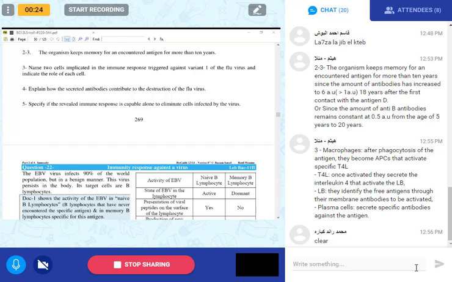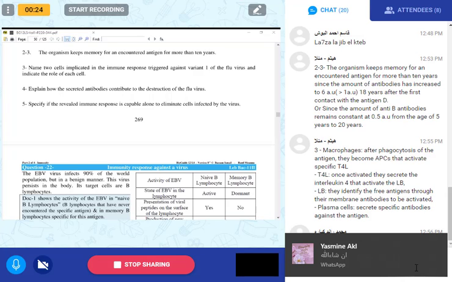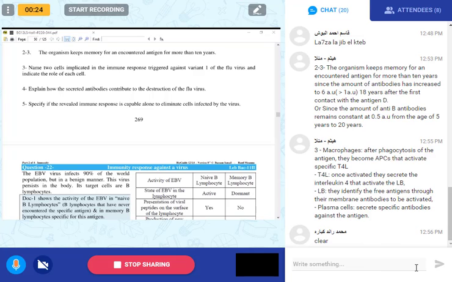Okay. Jana, can you continue? Yes. Explain how the secreted antibodies contribute to the destruction of the flu virus. By preventing pathogens from entering or damaging cells by binding to them.